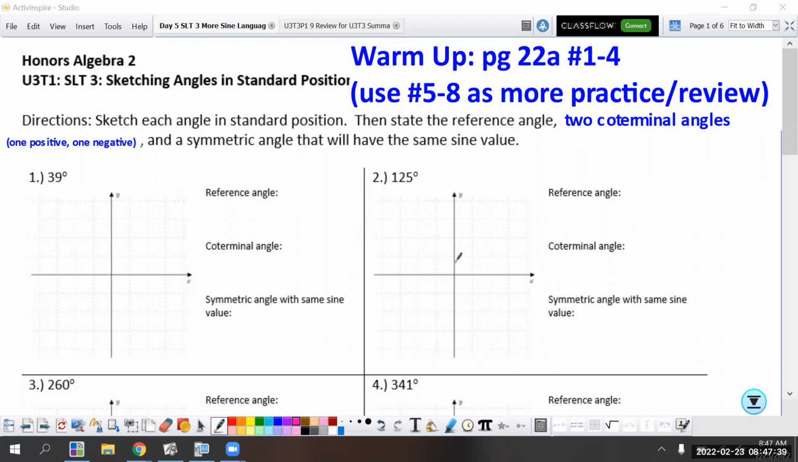Okay, so drawing your angles, you have to draw the initial ray on the positive x-axis. Rotate counterclockwise for the terminal ray, and here is our angle of rotation. The reference angle, when acute, is going to be the same angle.